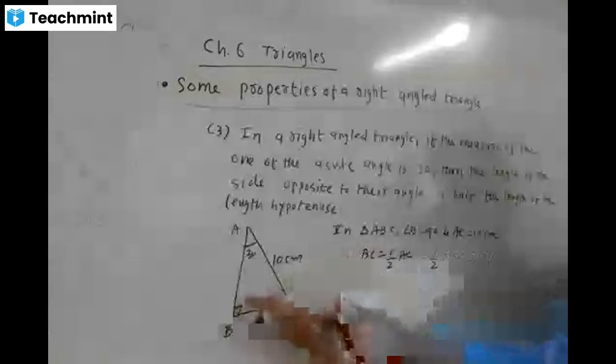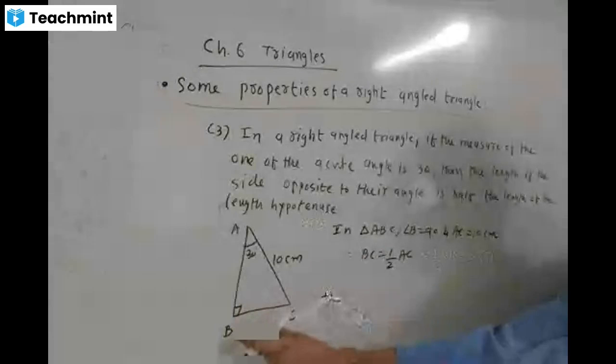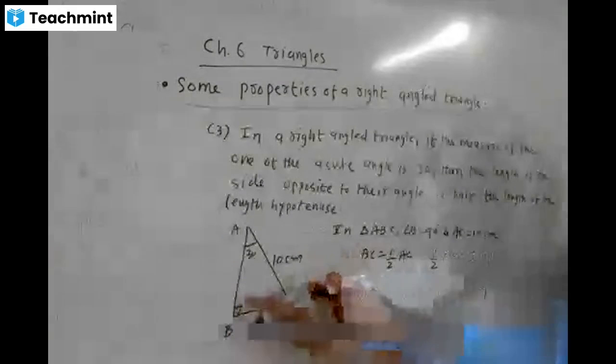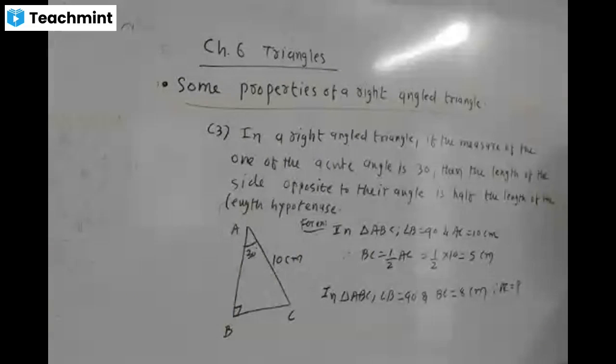In the second example, in triangle ABC, angle B is equal to 90 degree, and the length of BC is equal to 8 centimeter. Find the length AC, and AB. How to find the length AB?